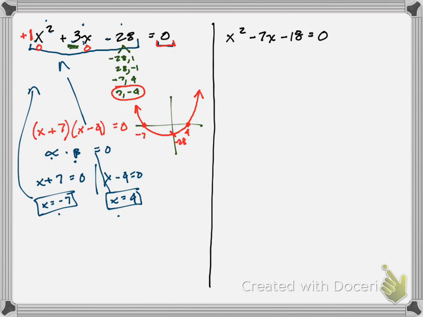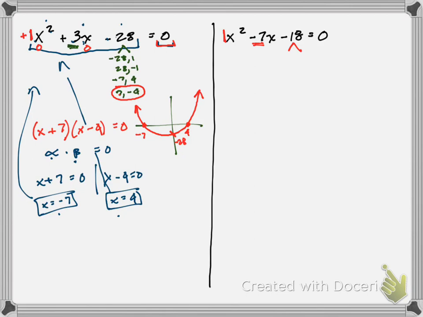Again, because I have a lead coefficient of 1, I can follow these rules. I can try to write my pairs, pick out any pairs that give me a product of negative 18, check to see if any of those give me a sum of negative 7. If they do, then I'm in good shape. If they don't, then I can use the quadratic formula to find zeros.